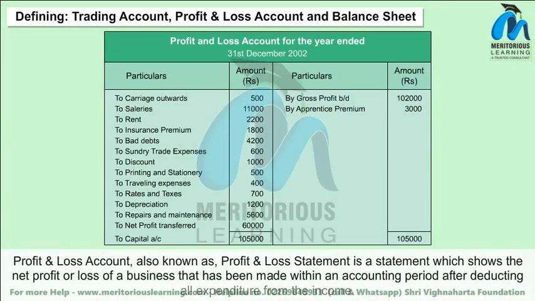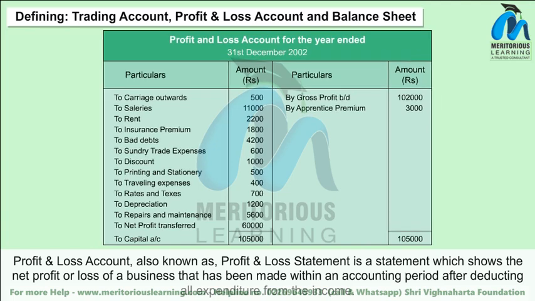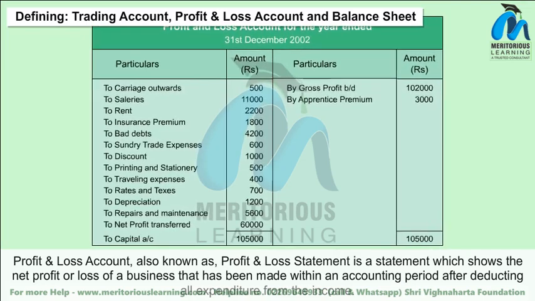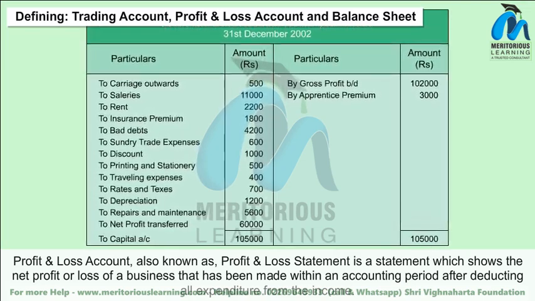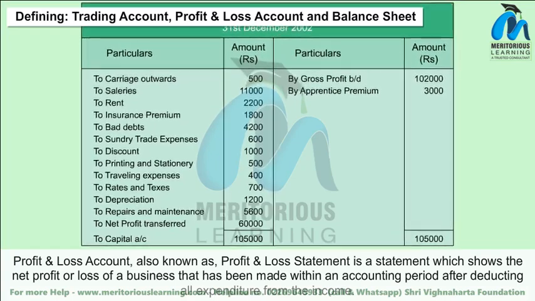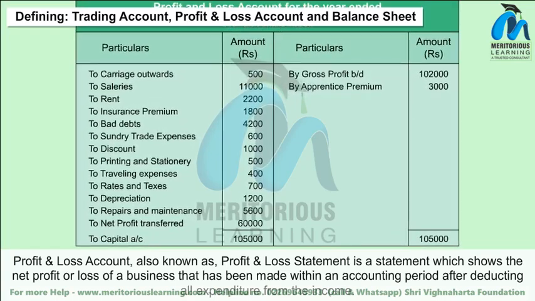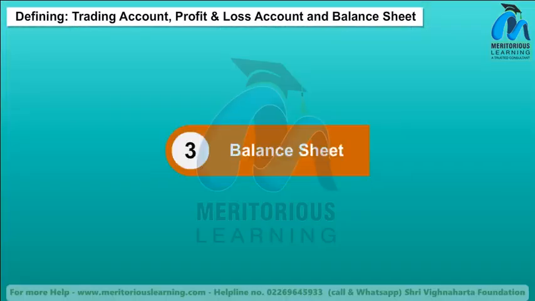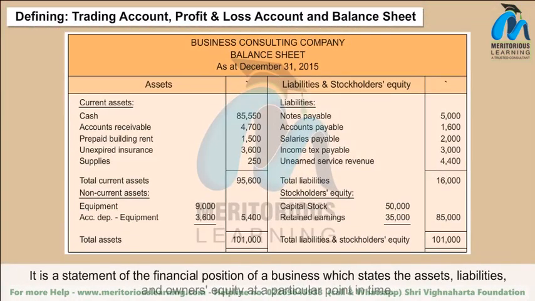2. Profit and loss account. Profit and loss account, also known as profit and loss statement, is a statement which shows the net profit or loss of a business that has been made within an accounting period after deducting all expenditure from the income. 3. Balance sheet. It is a statement of the financial position of a business which states the assets, liabilities, and owner's equity at a particular point in time.